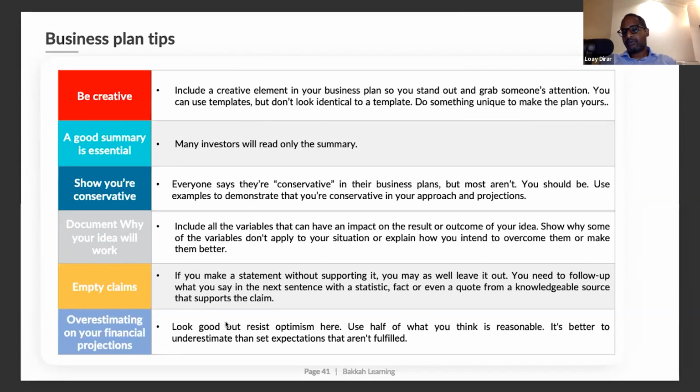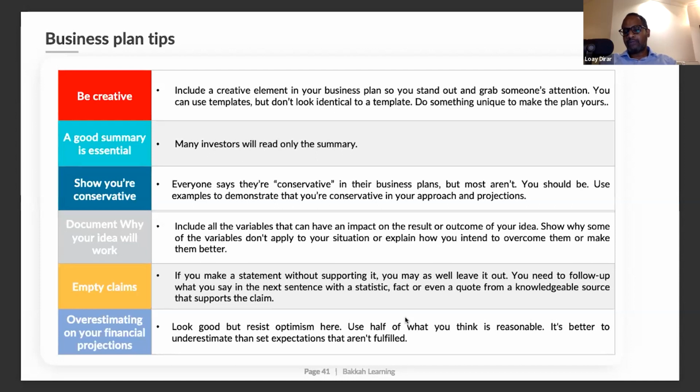Avoid empty claims. If you make a statement without supporting it, try to make sure that you are supporting every piece of information or numbers in your business plan with the right assumptions or accurate information. This can be done easily by showcasing statistical information, diagrams or charts, or any kind of economic information that you gathered from the government that's going to help and support your case.